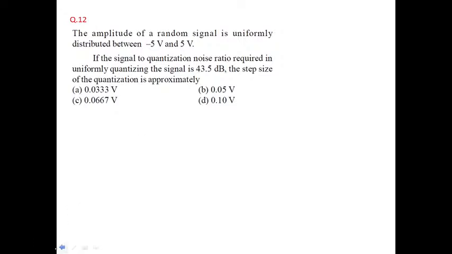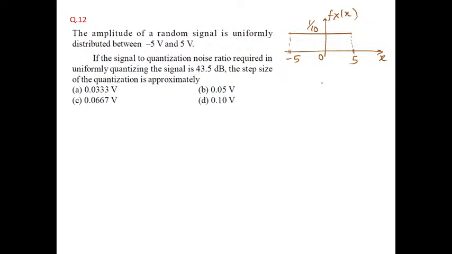Now coming to the last question. It's given the amplitude of a random signal is uniformly distributed between minus 5 and 5. So we can easily draw the PDF for this random signal. So it is uniformly distributed between minus 5 and 5. So its span is 10, so its height will be 1 by 10.